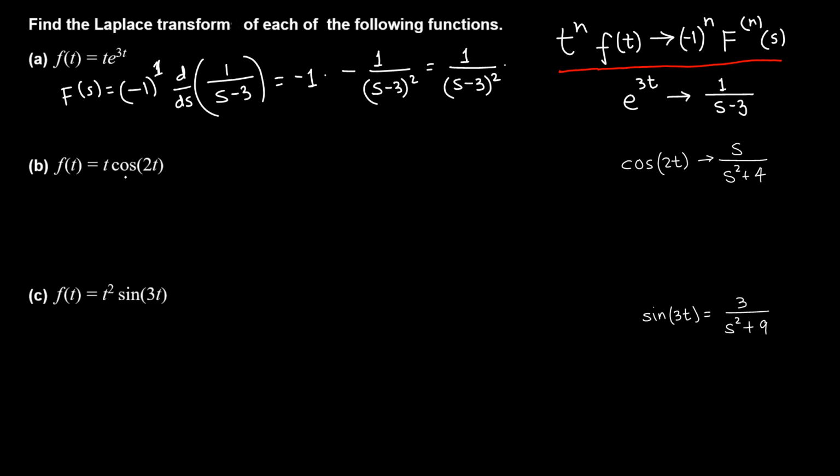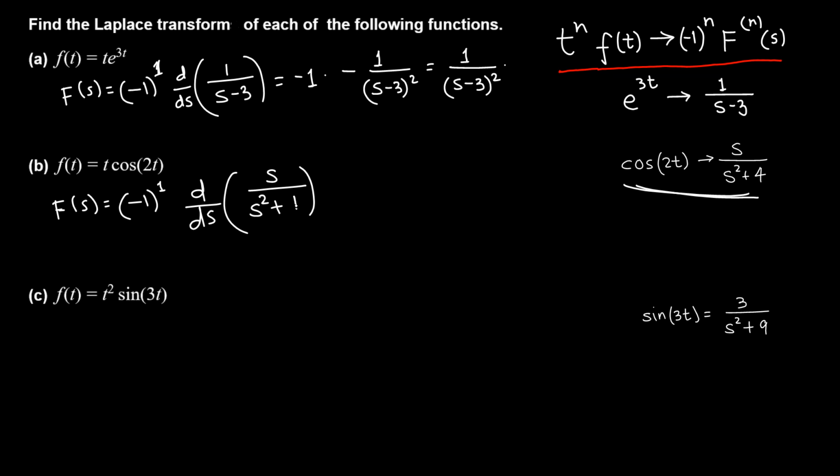Okay, and next, same thing here. Now the Laplace transform will be, we find the Laplace of cosine 2t, and t raised to 1 means -1 raised to 1, and take the derivative just one time of the Laplace of cosine 2t. Looking at the table, cosine of 2t has Laplace transform s over s squared plus 4. Now let's find the derivative using the quotient rule.